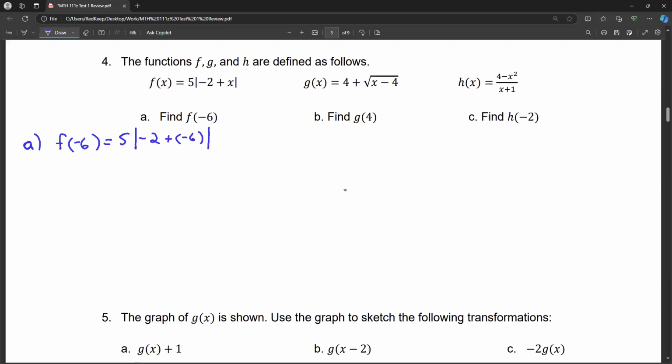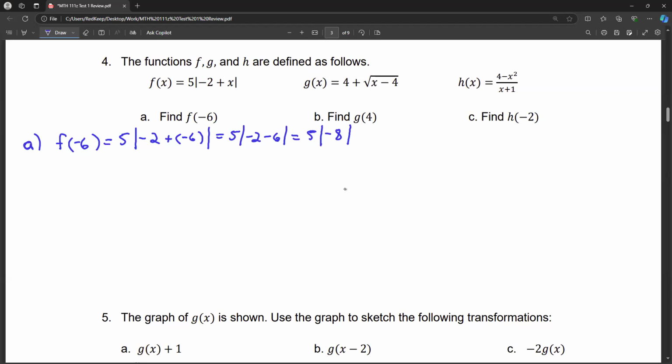Okay, so the first thing that I would like to do here is let's go ahead and clean that up a little bit. Inside the absolute value, I have -2 plus -6. And if I'm adding a negative value, that's the same thing as subtraction. So -2 minus 6 might look a little nicer to us visually. If we have -2 and we take away 6, that means we're going off to -8, right?